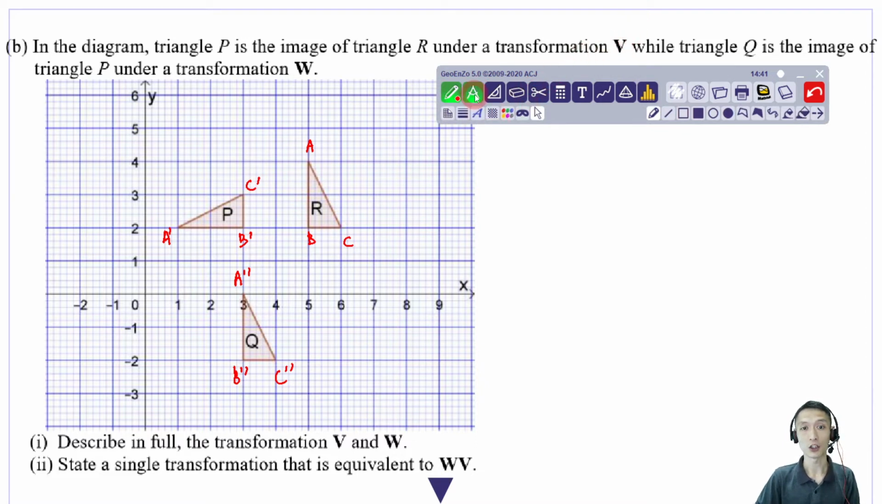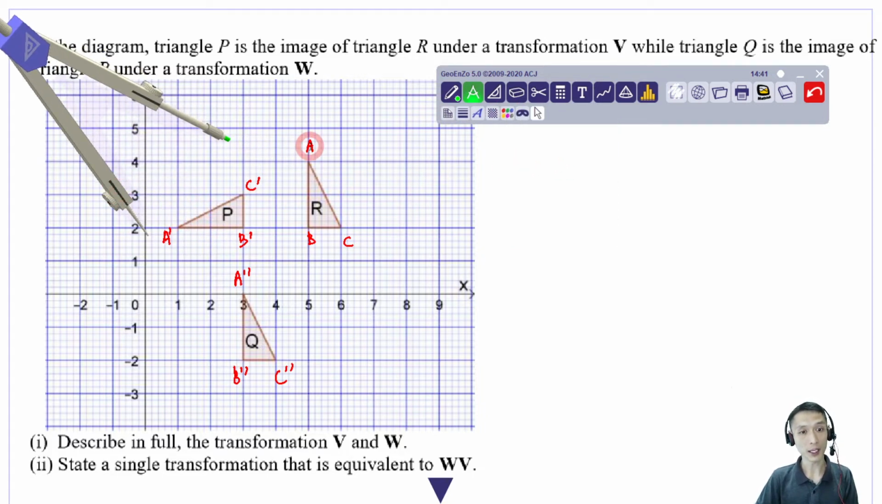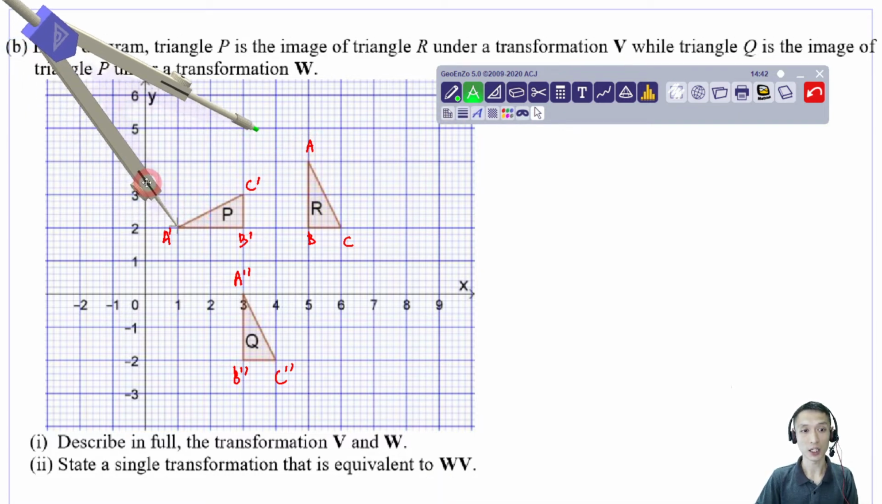To get the center of rotation, we need to construct two perpendicular bisectors. Still remember? We need to choose two pairs of corresponding vertices. You can use A prime and A, then C prime and C, or B prime and B. We just need two pairs. Here I'm going to use A prime and A first. I want to construct a perpendicular bisector of A prime and A.